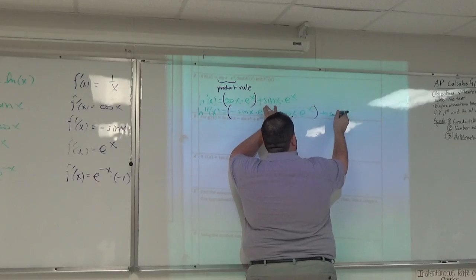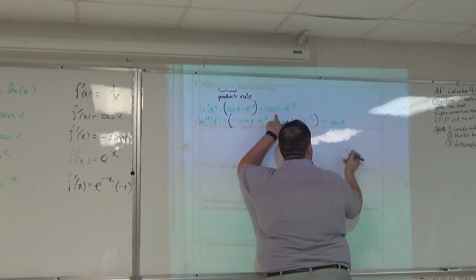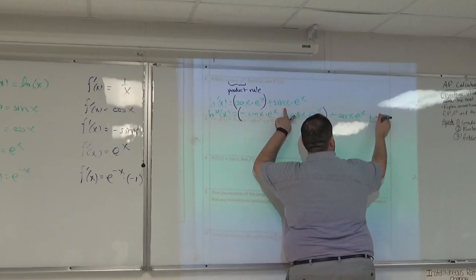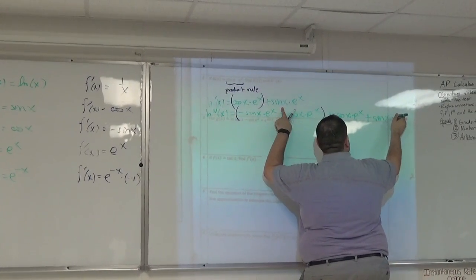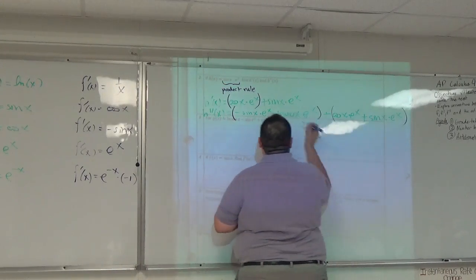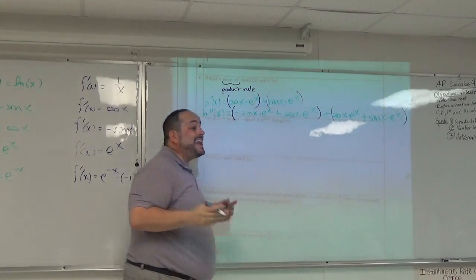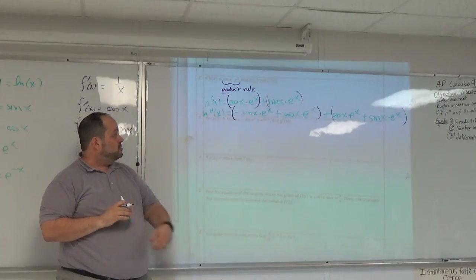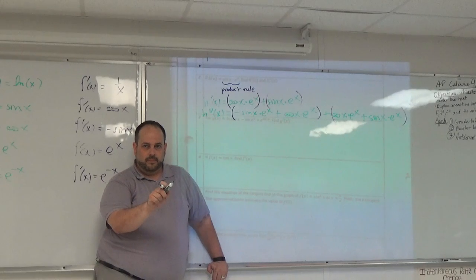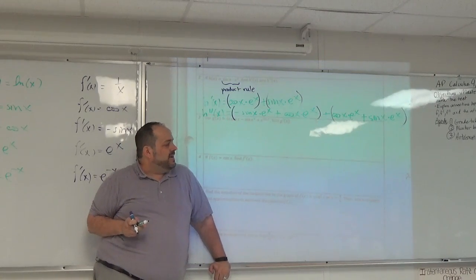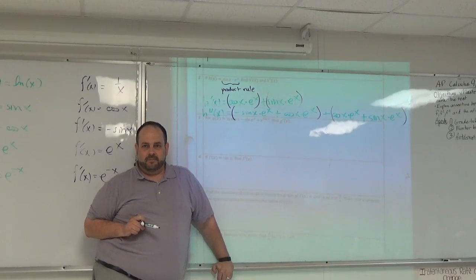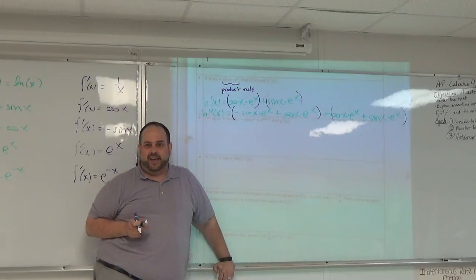Plus cosine of x times e to the x, so that's the derivative of this guy here, plus sine of x times e to the x. All of this came from taking the derivative over here with yet another product rule. You should have 4 products in your second derivative. Everybody doing okay? I would never give that to you as a multiple choice answer because I expect better than that. I would expect you to simplify.